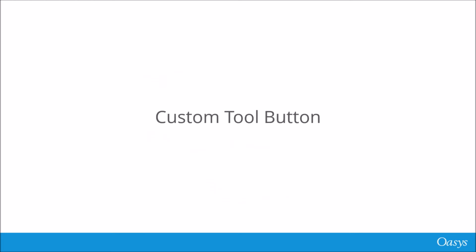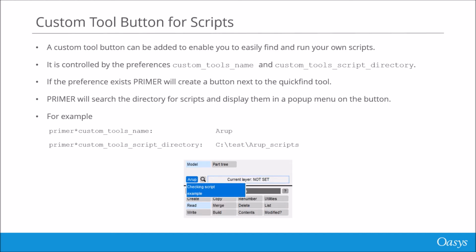Finally, with scripting, I want to mention a custom tool button. So a custom tool button can be added to enable you to easily find and run your own scripts. It's controlled by two preferences: custom tool name, which defines the name you want to appear on the button, and custom tools script directory, which specifies the location of the scripts you want to link to that button. If the preference exists, Primer will create a button next to the Quick Find tool, as shown in the image at the bottom here.